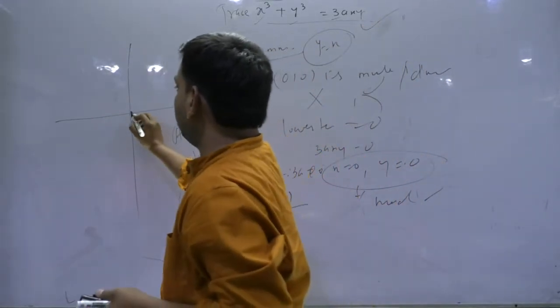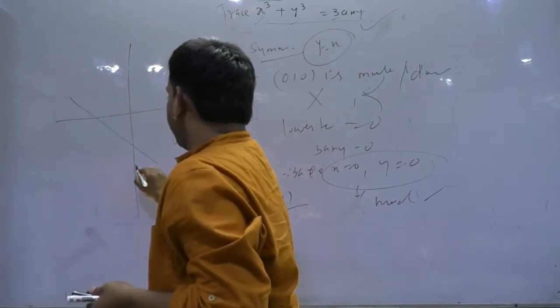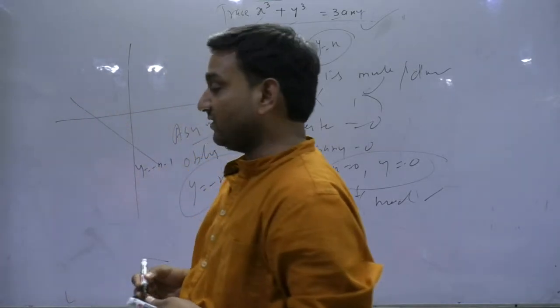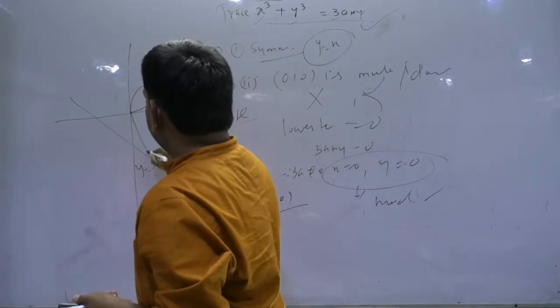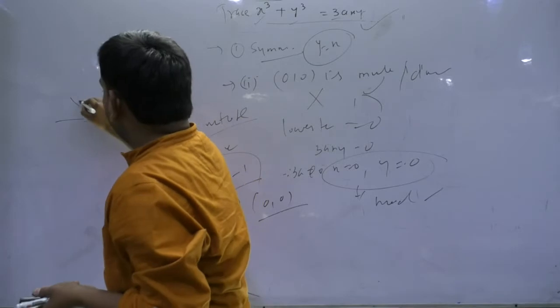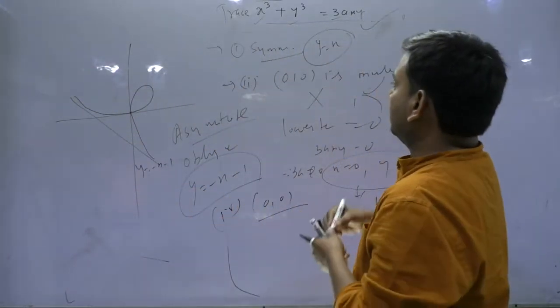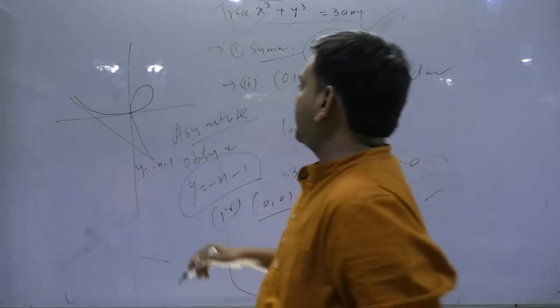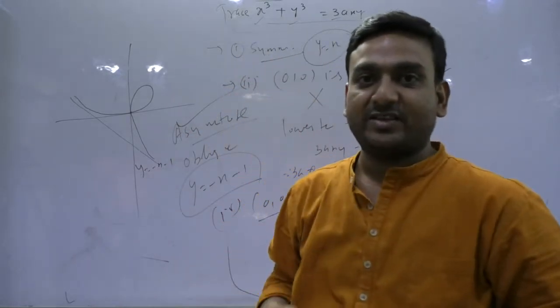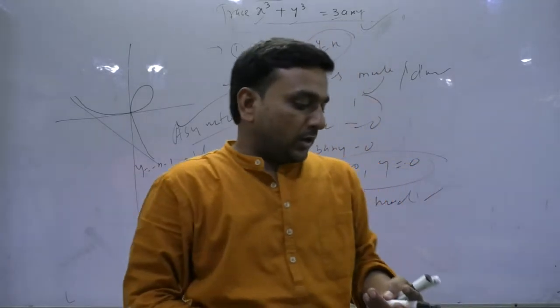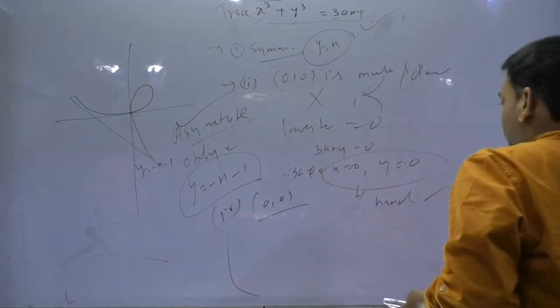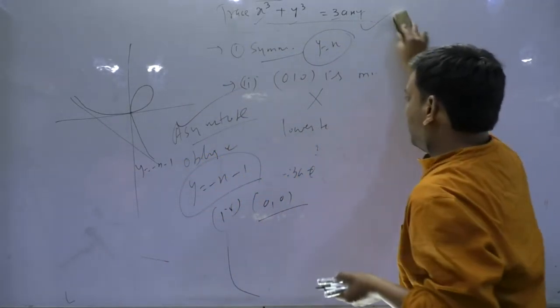So if I want to trace this curve, I need to write y equals to minus x minus 1 is a tangent, at which the curve will touch at infinity. So this is the curve looking like x cube plus y cube equals to 3axy. Okay. So this is how we need to work on it. Later on, what we realize is in the polar form.